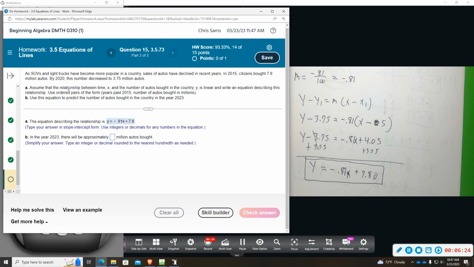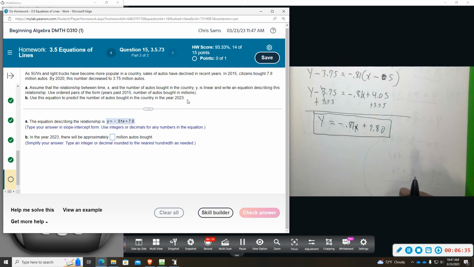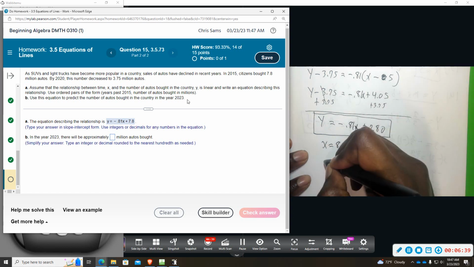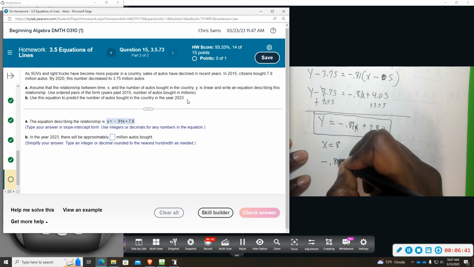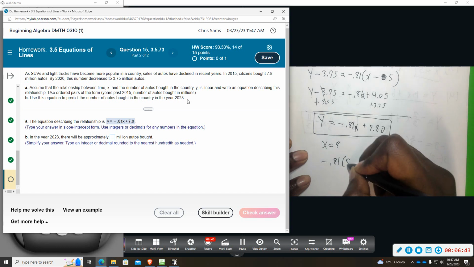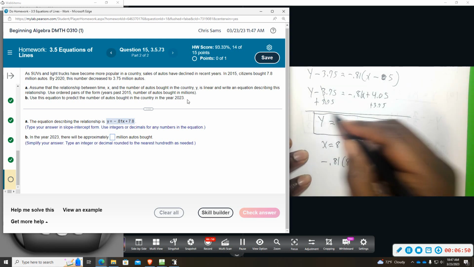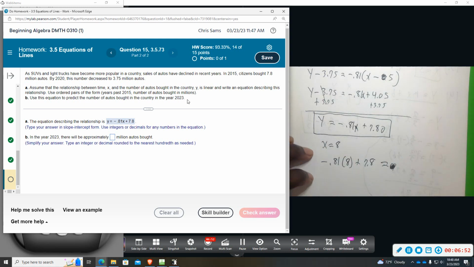All right, now we want to use this equation to predict the sales in 2023. So after 2015, this is going to be 8 years. This is telling us to plug in the number 8. So x equals 8. I'm going to be doing negative 0.81 times 8 plus 7.8 to figure out the sales, to figure out y. Okay, I'm just plugging in 8 now.